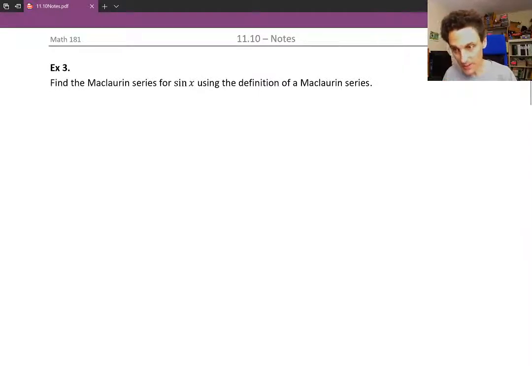Here, sine x, by the way, is our function. This is f of x equals sine x. Let me write that out. F of x is sine x. So we're going to get the first derivative of sine, that would be cosine.